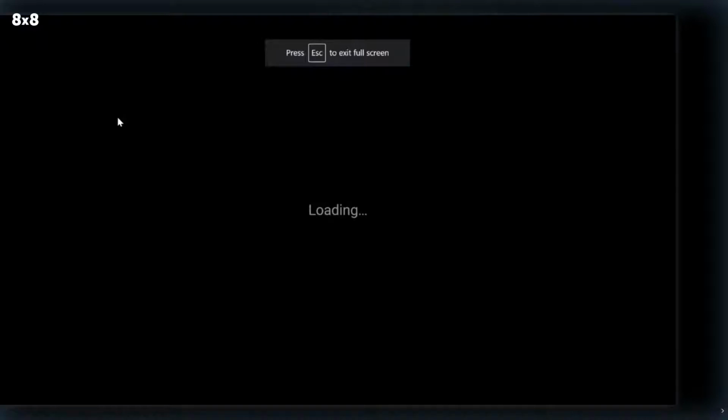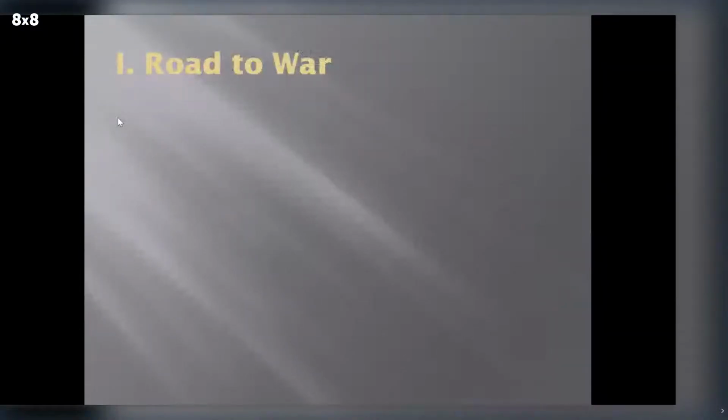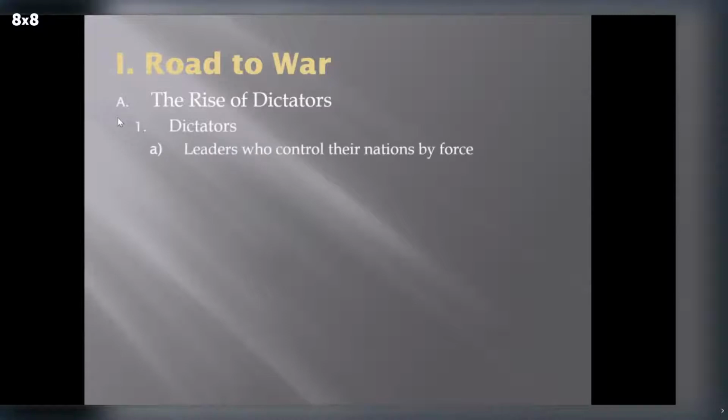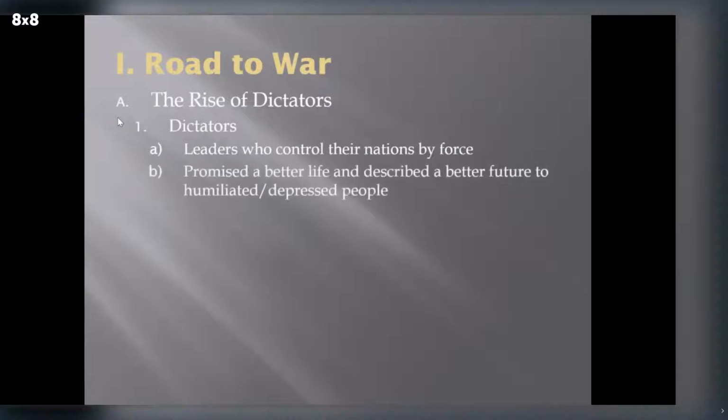The road to the war. We had a rise of dictators. And what are dictators? They are leaders who control their nations by force. They promised a better life and a better future to humiliated and depressed people. And remember, Germany had been beaten to a pulp after World War I.